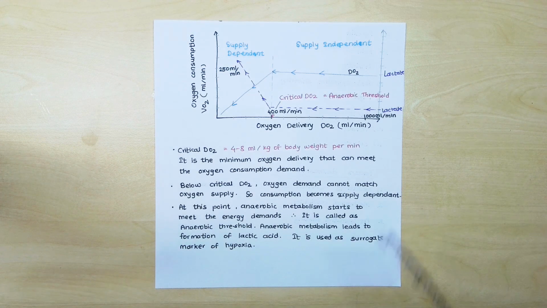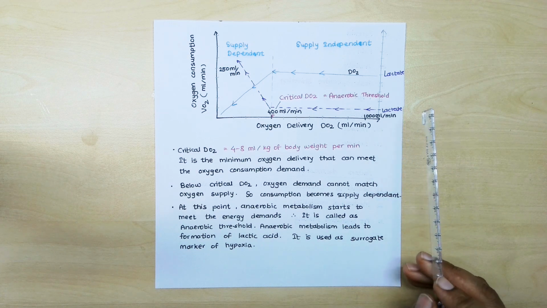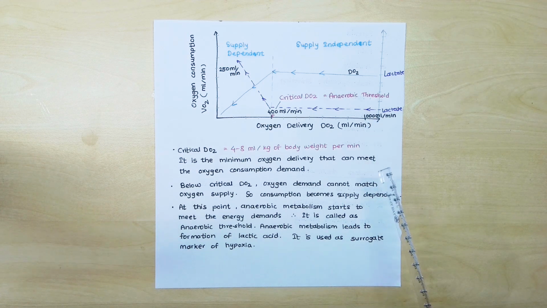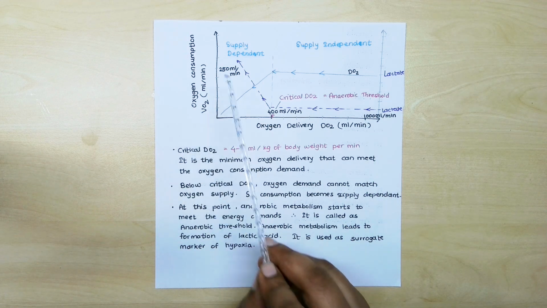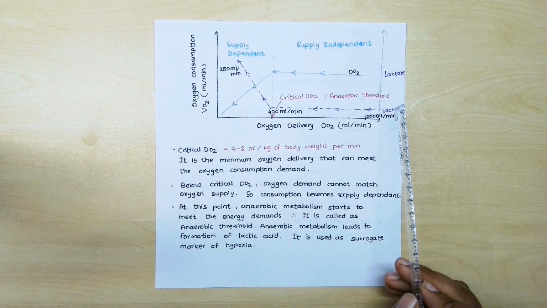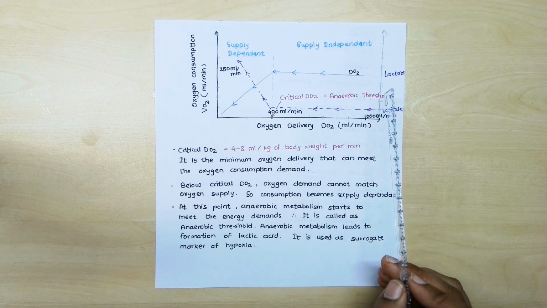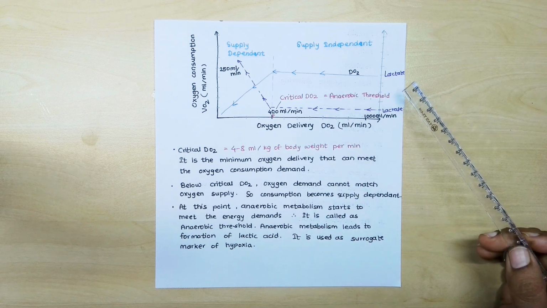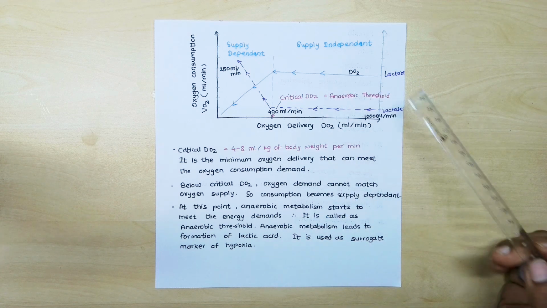In this diagram, we can see that oxygen delivery at rest is 1000 ml per minute and oxygen consumption at rest is 250 ml per minute. So there is a big buffer of spare oxygen for the body to use in case of reduced oxygen supply or increased oxygen requirement, for example, exercise.